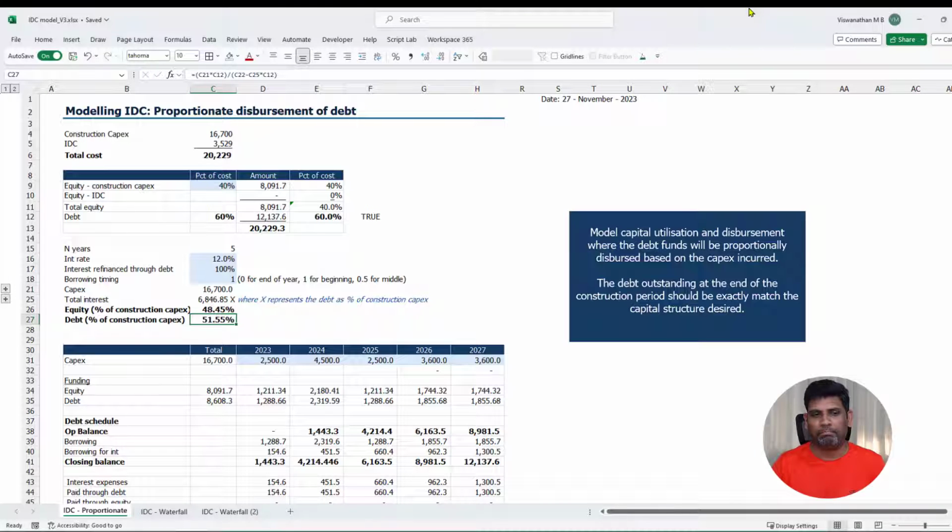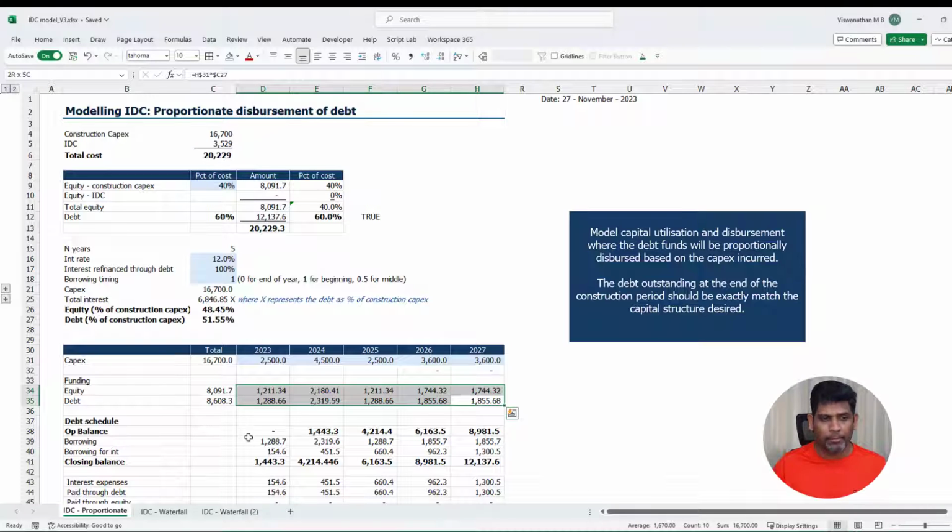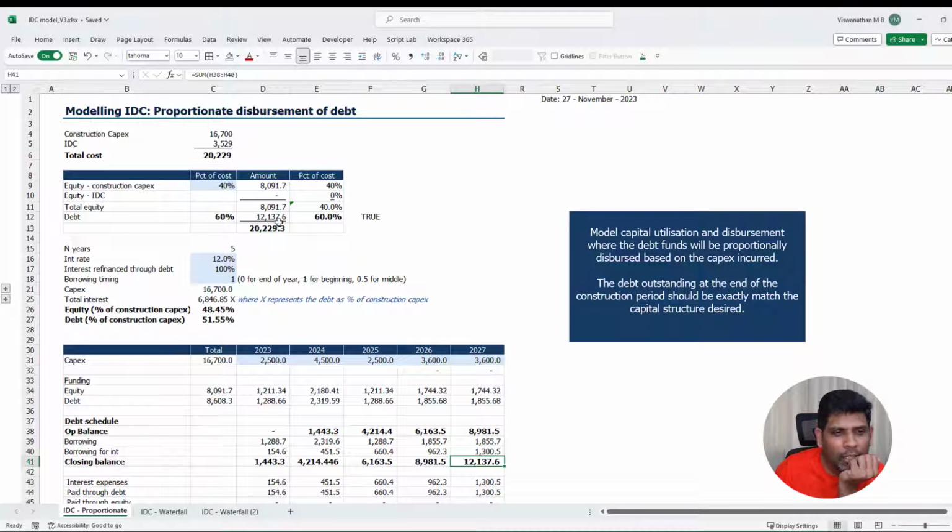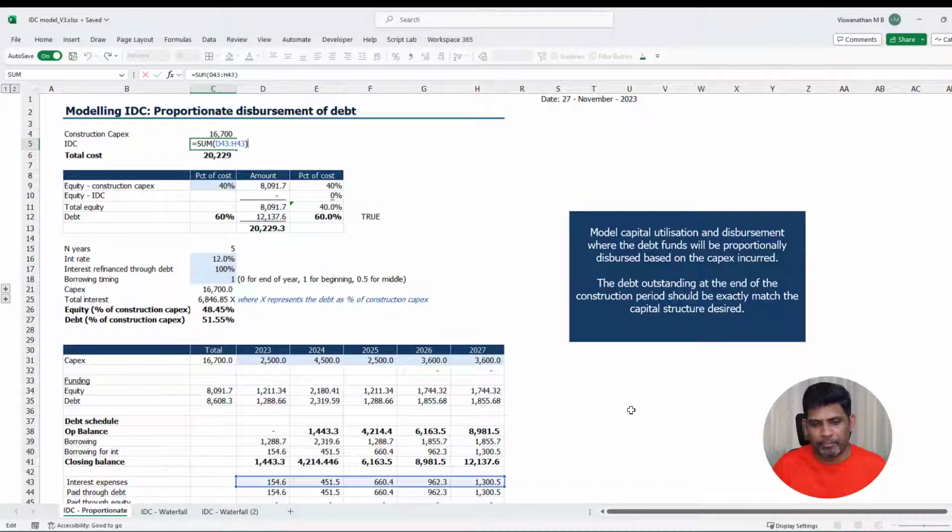And I have the number here, which is going to be 51.55% of construction cost should come from debt and 48.45% should come from equity. When it comes that way, we have the debt and equity put together, which equals our total construction capex. And on this debt, when we factor in the interest part, we effectively get our total debt, which is 12,137 at the end of the construction period, which is going to be equal to my construction cost plus IDC.